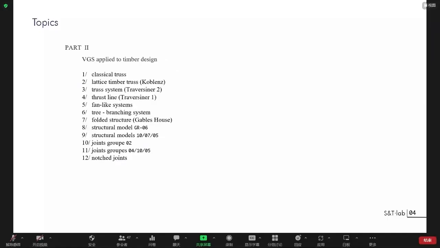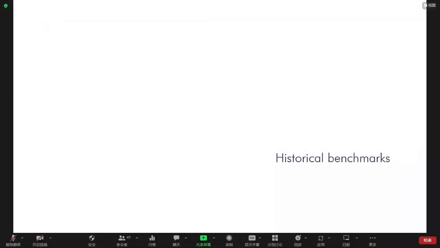Then I will give the word and the screen to my colleague Sylvain Rasseneur, who will present a series of examples using VGS, connected to what I just explained as structural systems, and that will be the topic for today. We'll keep some time for questions and make a small break in about 1 hour. So let's start, first with some historical benchmarks.